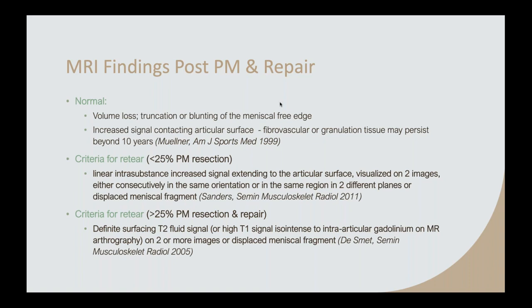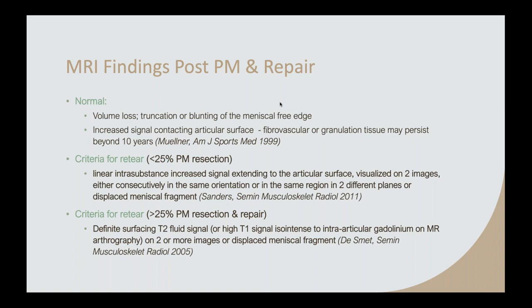Then you might ask me, if you see some increased signal, it could be just normal granulation tissue. How do you diagnose a re-tear? Okay, so that's where you really need to check with the surgeon what they did. If it's purely a partial meniscectomy, less than 25%, then all is good. You can feel very confident to diagnose re-tears because you are just depending on the traditional criteria you use for native, preoperative knees, meaning linear intrasubstance increased signal intensity extending to the articular surface on two planes, either consecutively in the same plane or in the same region in two different planes. Or in fact, if you have a meniscal fragment that's displaced, definitely that's going to be a re-tear.